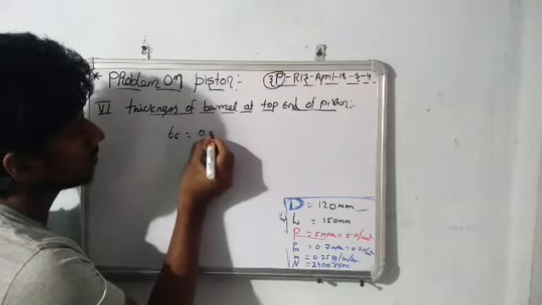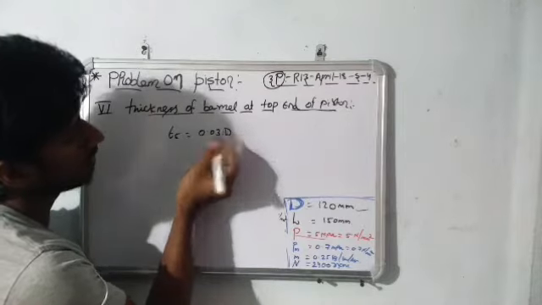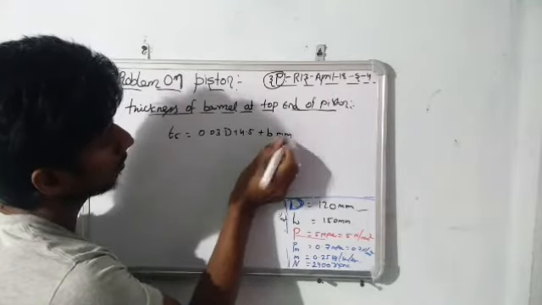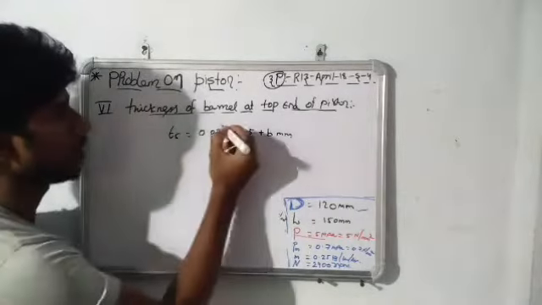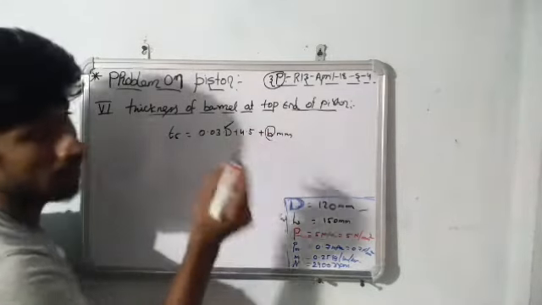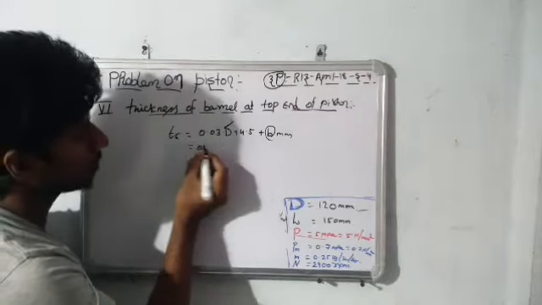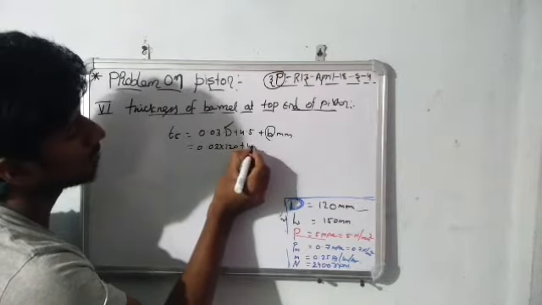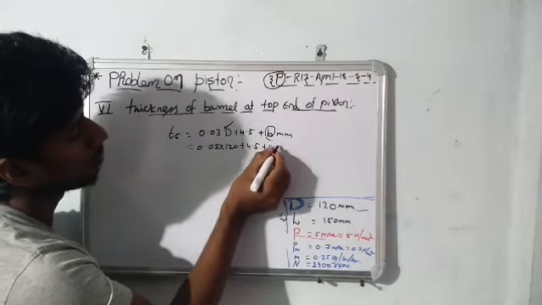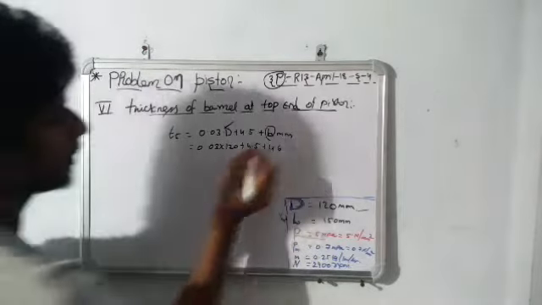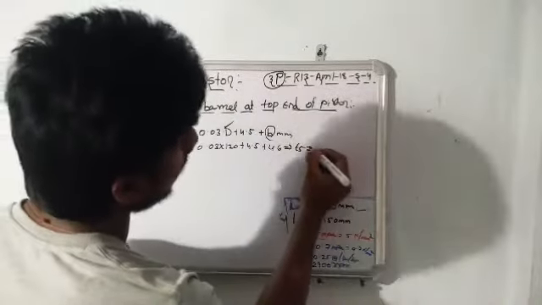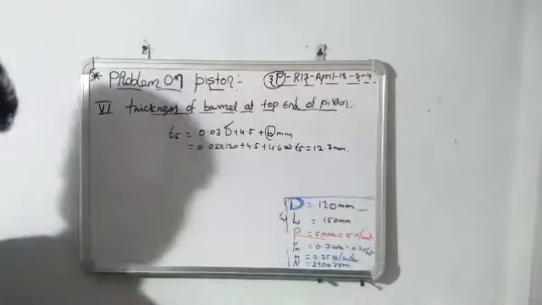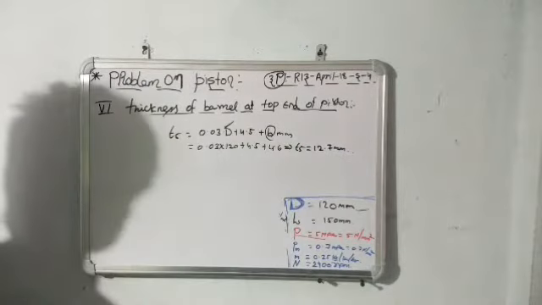So how do we get T5? T5 equals 0.03 times D plus 4.5 plus B. Here D is the bore diameter, and the B value we already derived in the last step. By substituting those values, 0.03 into 120 plus 4.5 plus 4.6. Simplifying that, we get T5 equal to 12.7 mm. So this is about the T5. Go to the next step.